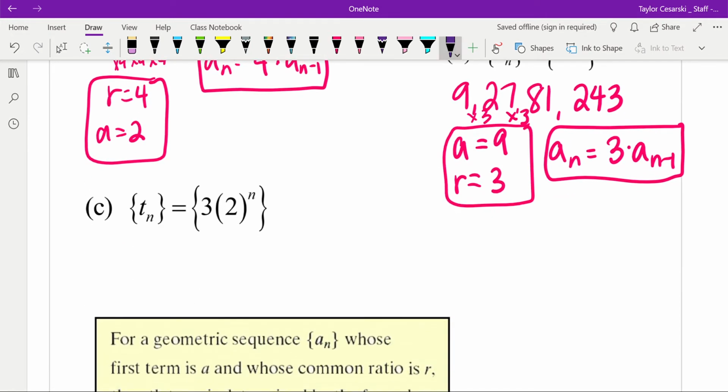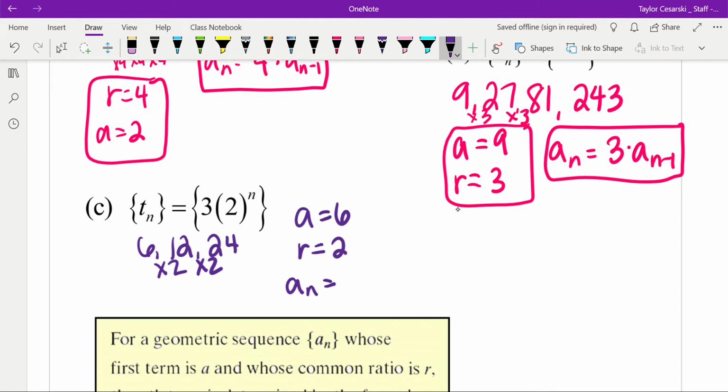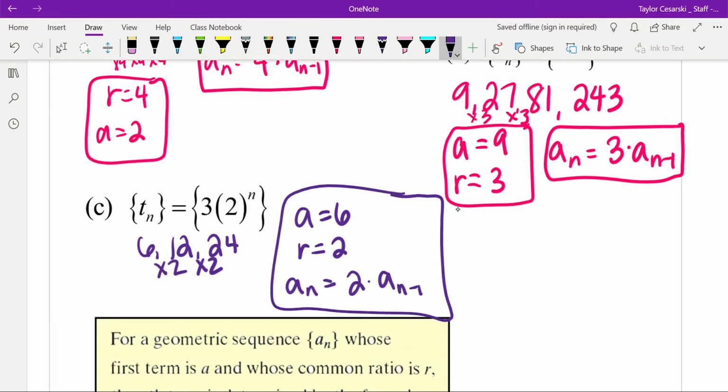So same thing here, it might be easiest to list out your terms. So if I plug in n equals 1, so 3 times 2 is 6. 3 times 2 to the second, 3 times 4 is 12. And then 24, so I can see I'm multiplying by 2 each time, so my first term is 6, my ratio is 2, and a sub n equals 2 times a, sorry about that, a sub n minus 1. And so those sequences are all geometric.